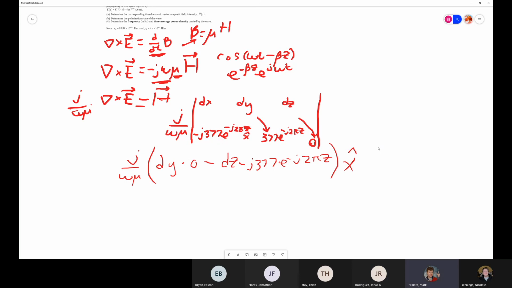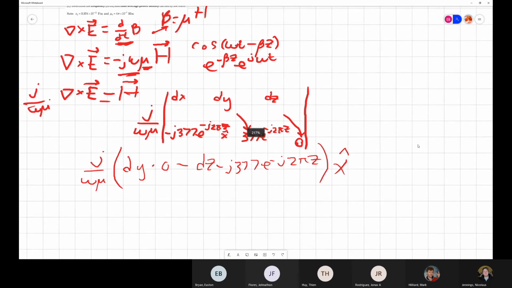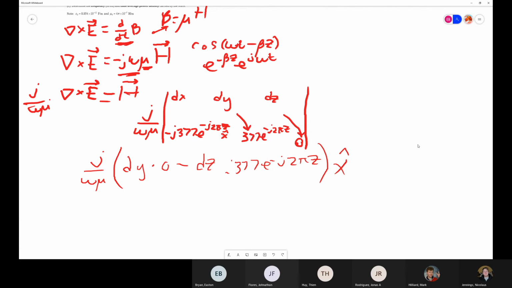Why do you have it as negative j? Isn't negative j the x term? You're supposed to not have the negative j for the 377 e. The dy, wasn't it? Yeah, sorry, I'm making so many mistakes. Yeah, so z times, the one in the middle. You're right. Sorry, I should have written that better.